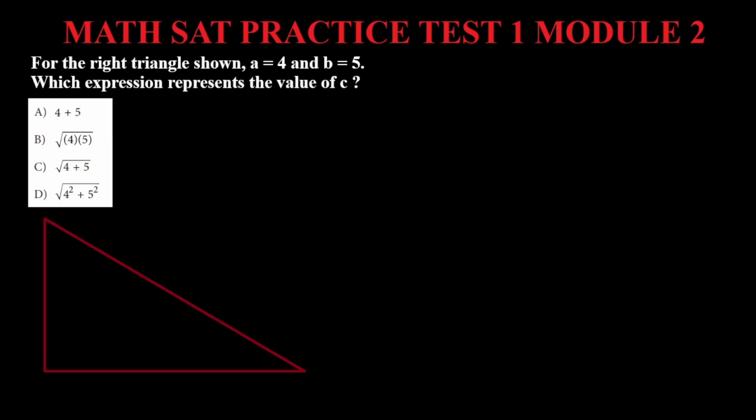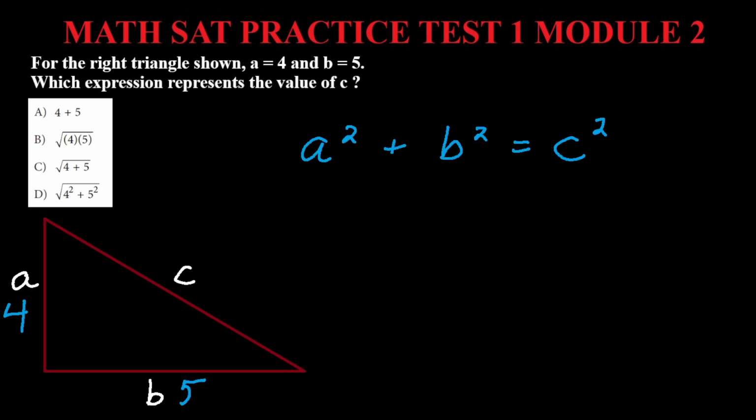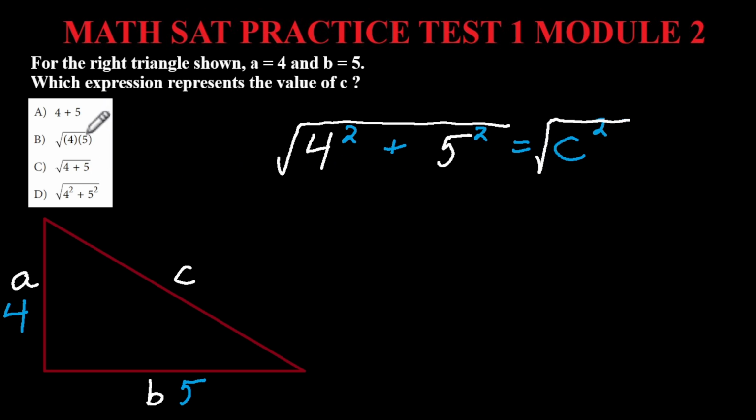For the right triangle shown, A equals 4, B equals 5, which expression represents the value of C? This question is asking about the Pythagorean theorem. So A and B are the legs and C is the hypotenuse. So we're going to substitute A and B. And at this point, in order to find C, I simply take the square root of both sides. Now, the answers are given for the most part in radicals. And what I have is the square root of 4 squared plus 5 squared, which matches with D. So that is our correct answer.